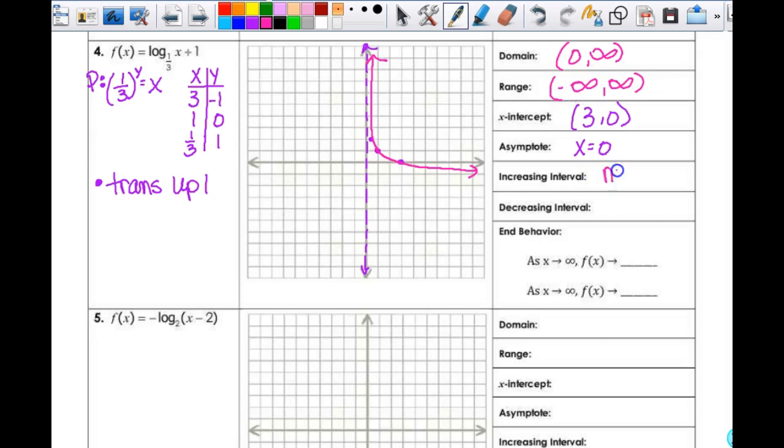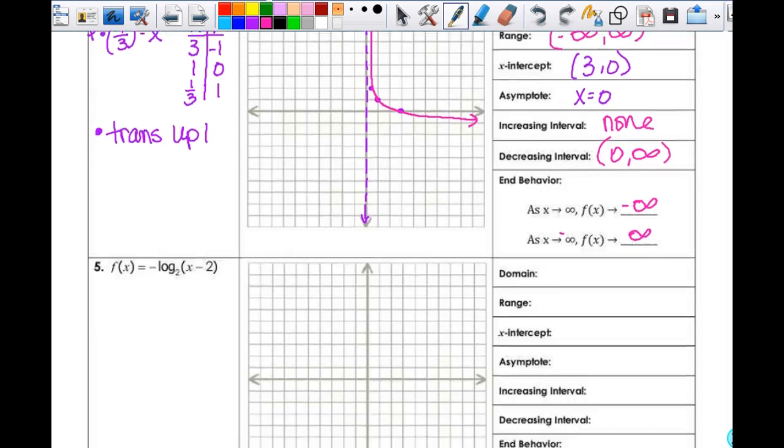It's not increasing, it's decreasing, and it's going from 0 to infinity. So as x approaches infinity, f of x approaches negative infinity. As x approaches negative infinity, or really 0, f of x approaches infinity. Okay, everybody good with that? Ask me questions if you've got them.